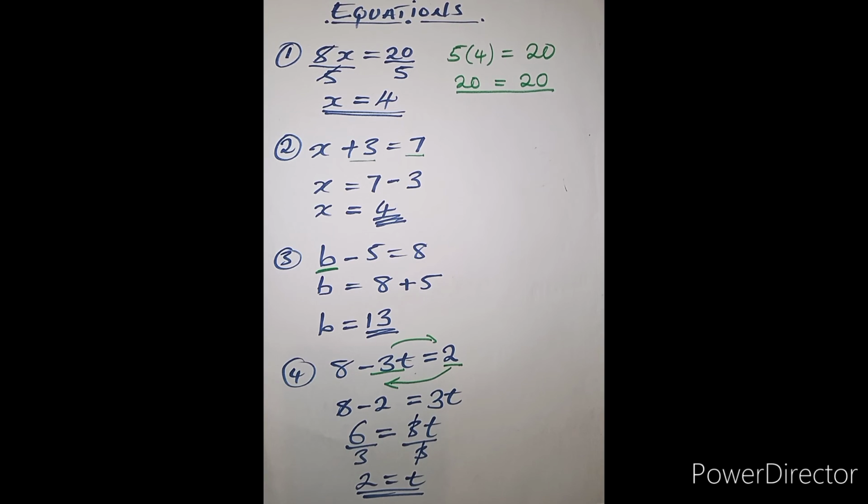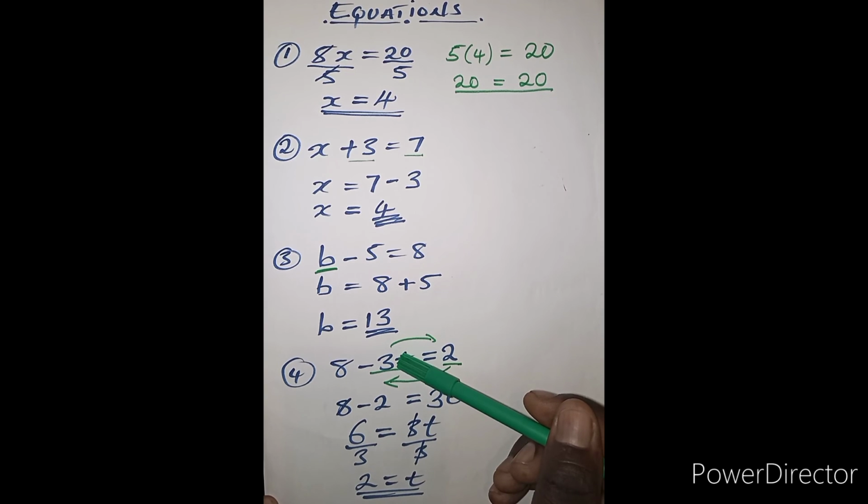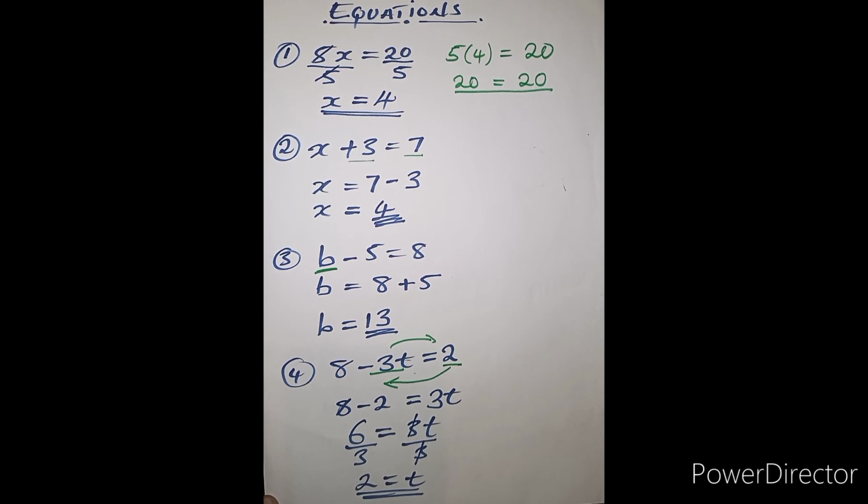We can still replace in our original statement and see if it is going to give us a 2. If we get this 2 and put it there, you see we're going to have negative 3 times 2. It gives us a negative 6. So what is 8 minus 6? You get a 2 there. So from that we can tell that our statement is true.